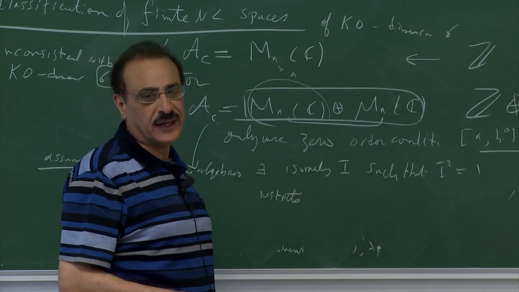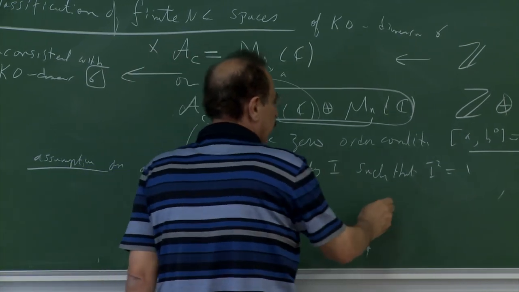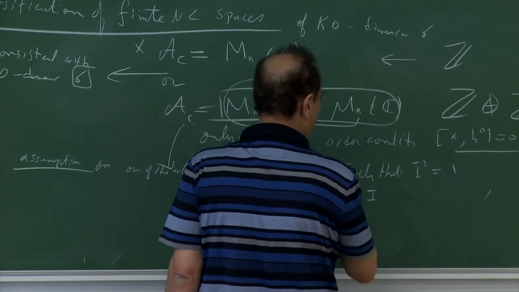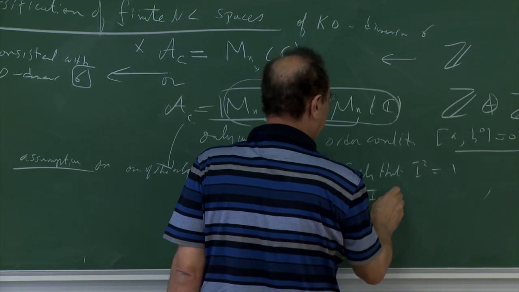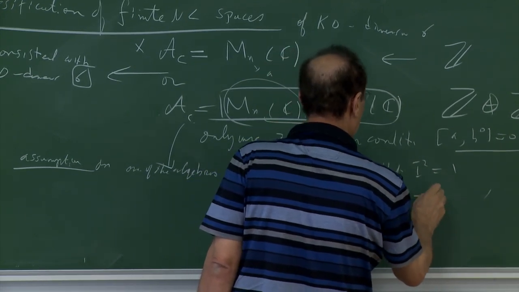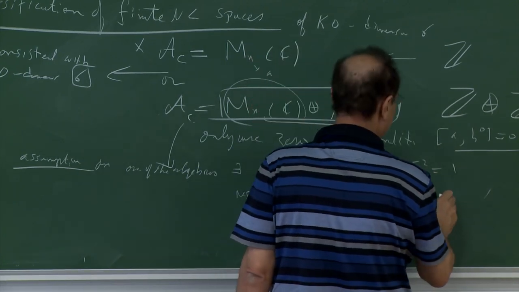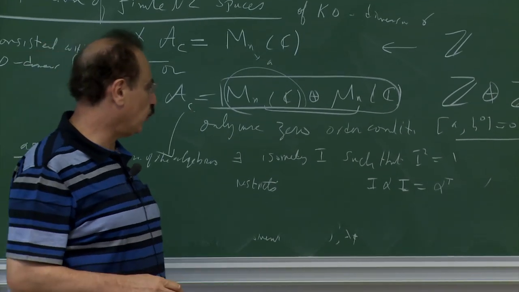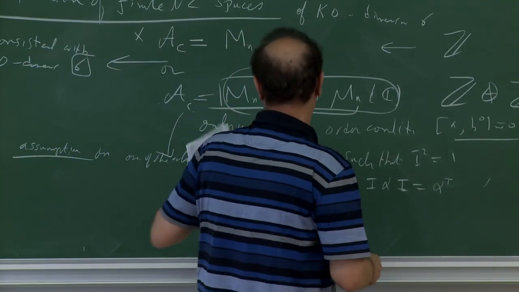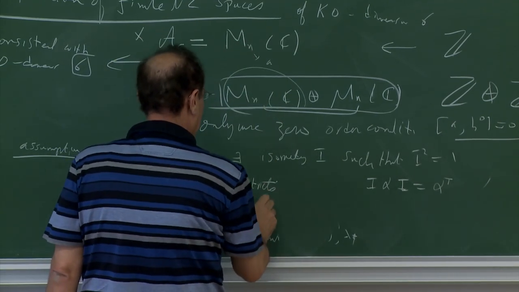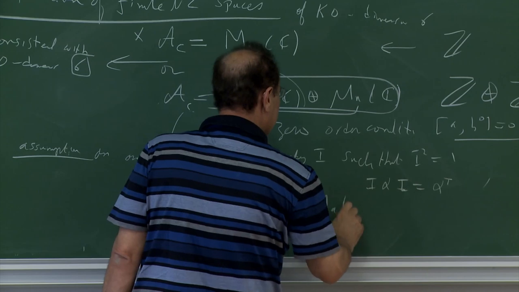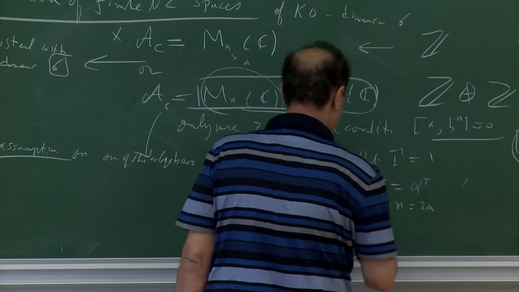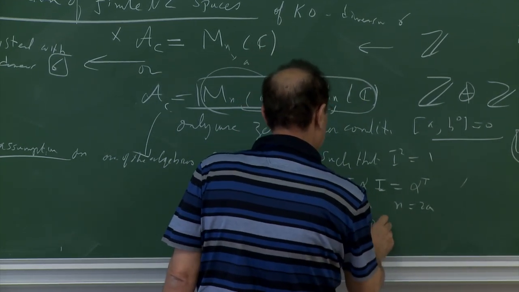Well, actually, here, think of it like this: suppose an operator I acts on an element, say, of MNC. Let me call it alpha. I think I alpha is like alpha transpose or something like that. Maybe alpha star. I forgot the exact condition. But it really limits this MNC to become MA of H, where N is 2A in this case, and H is the space of quaternions.